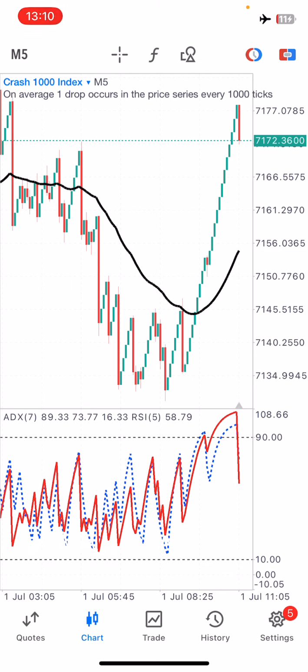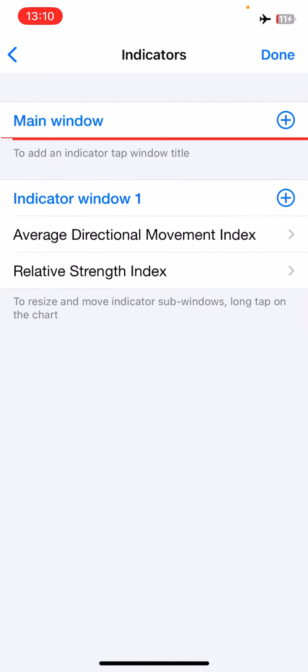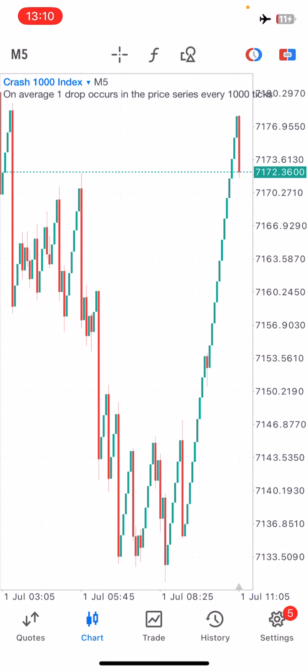Let me remove all these indicators, because I understand that we might have people that are joining us for the first time today and might not know how we go about things. So here is how you install this strategy.